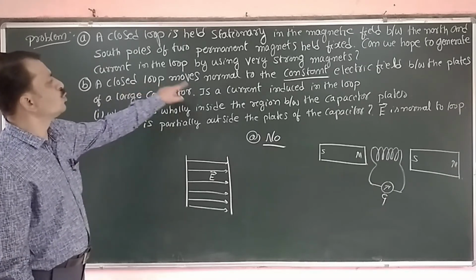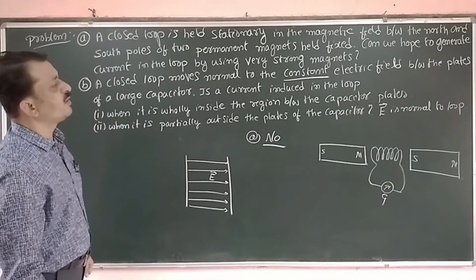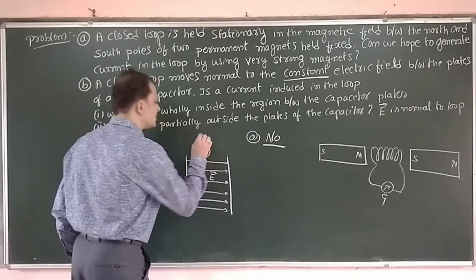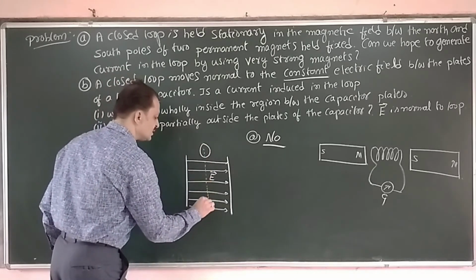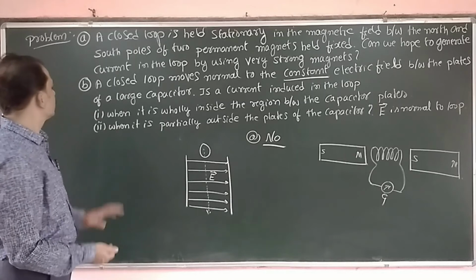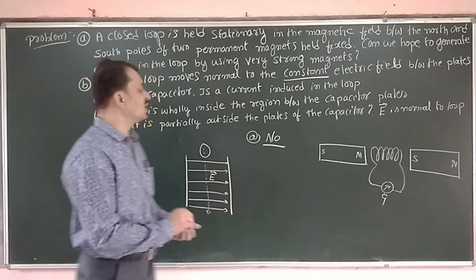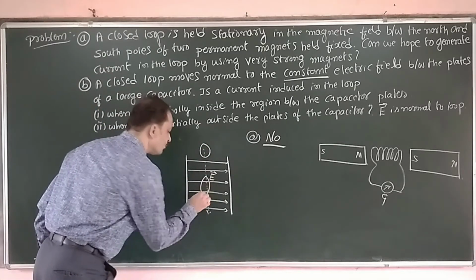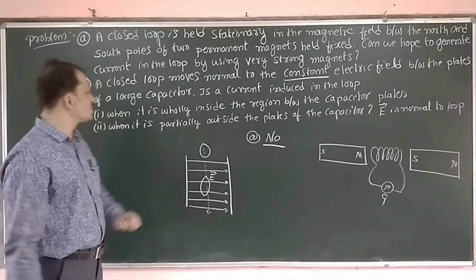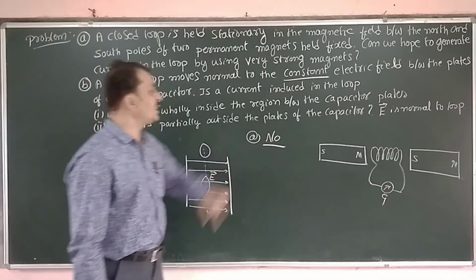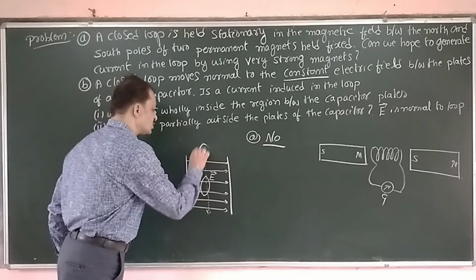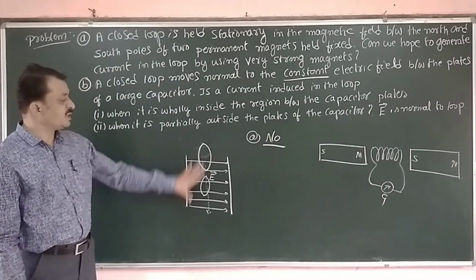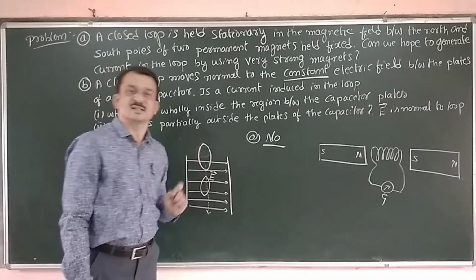A closed loop moves normal to the constant electric field. Now, since the field is here, I have a closed loop. If I take a ring like this, it is moving towards this region. When it is wholly inside the region, whether the EMF is induced. When it is partially outside the plates of the capacitor, like this, is there any EMF or current induced in this case?